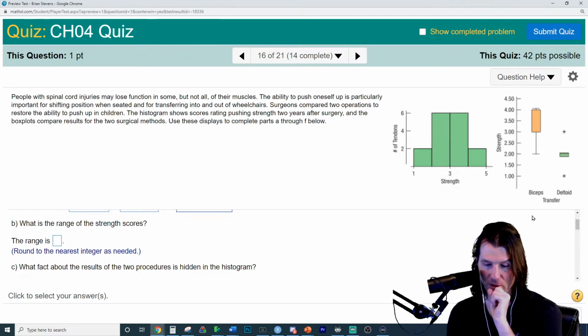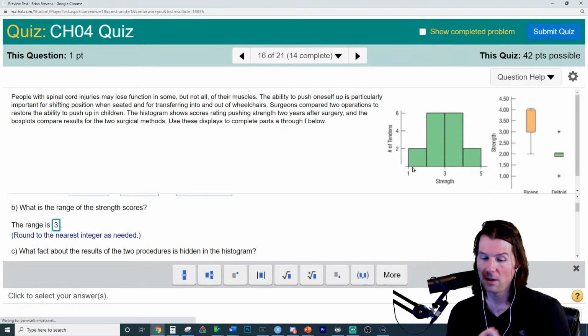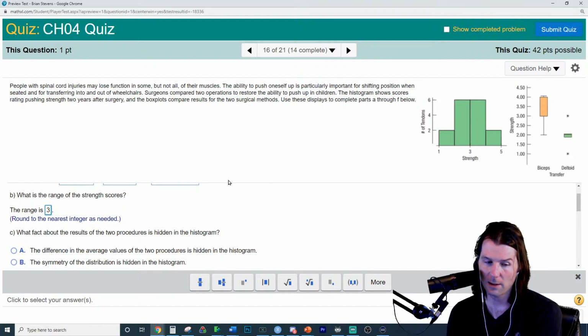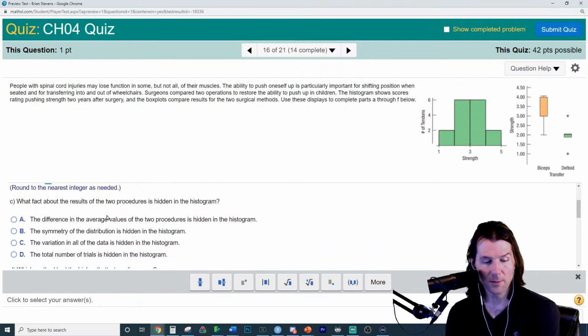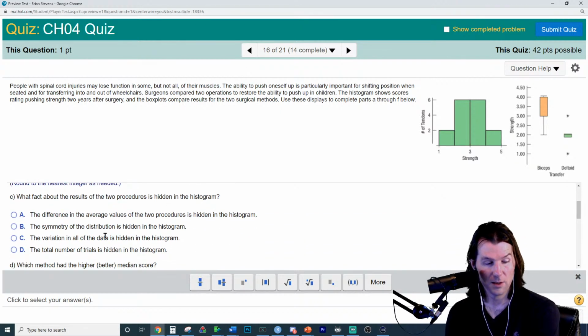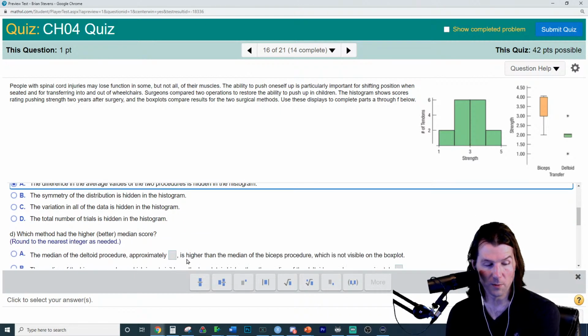What is the range for the strength scores? They go from 1 to 4, so the range would be 3. Now watch out, because you can tell it right here, luckily. Pretty easy to tell. And they're not talking about both of them yet, are they? What fact about the results of the two procedures is hidden in the histogram? So we're talking about just the histogram right now, right? Because this is unimodal, symmetric, with no outliers. At least it looks that way until you go down here and you see the difference of the average values between the two distributions would be right here.